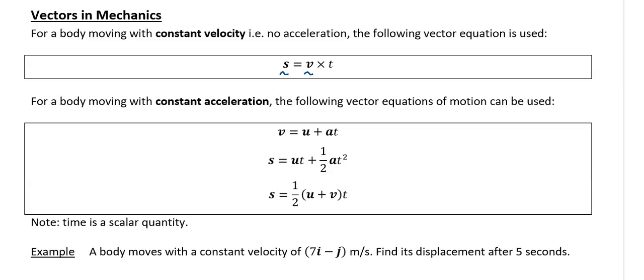The following constant acceleration equations also work. Final velocity equals initial velocity plus acceleration times time. Displacement is equal to initial velocity times time plus a half times acceleration times time squared, or displacement is equal to half times the sum of initial velocity and final velocity, times time. Also, the bonus one is the following: displacement is equal to final velocity times time minus half times acceleration times time squared.